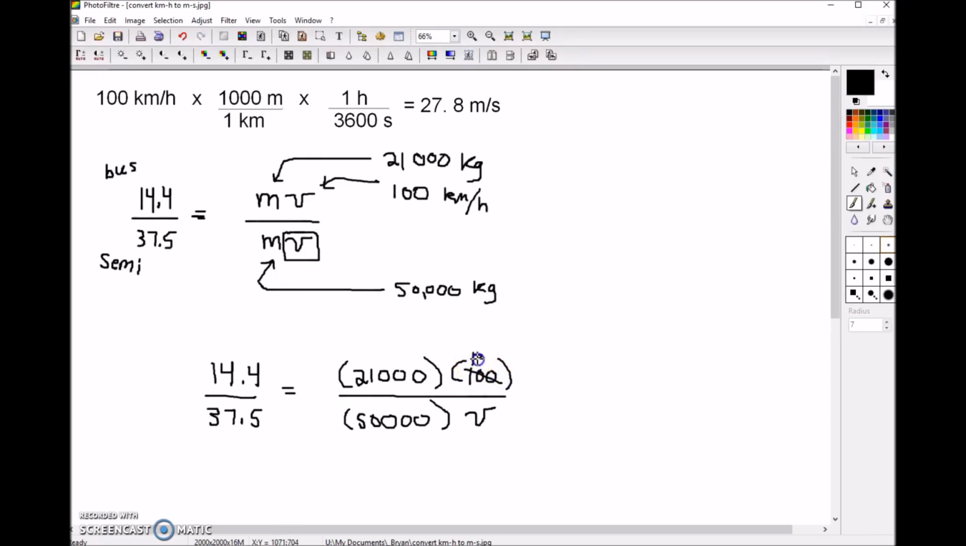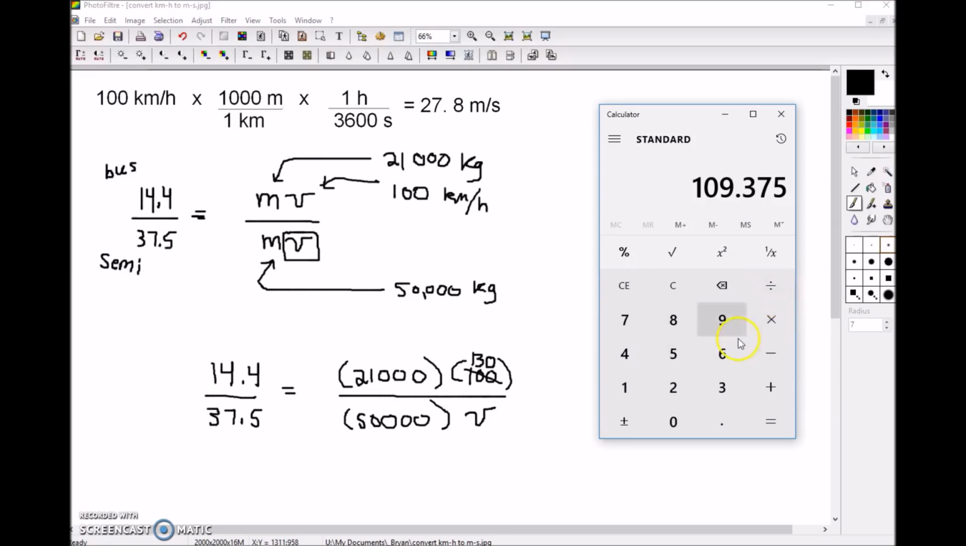Maybe the bus driver was doing 130. Let's calculate it again. 37.5 times 21,000 times 130 divided by 14.4 divided by 50,000. How fast was the truck going? 142 kilometers per hour.